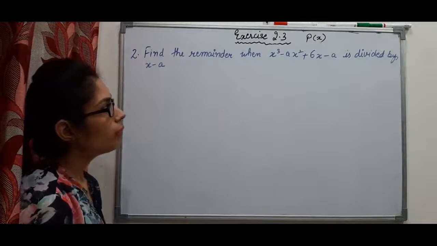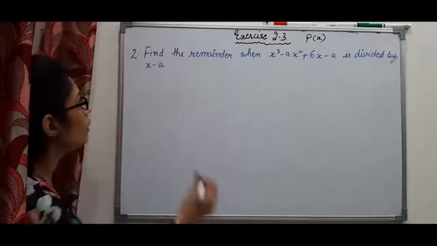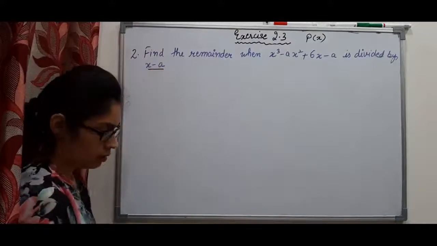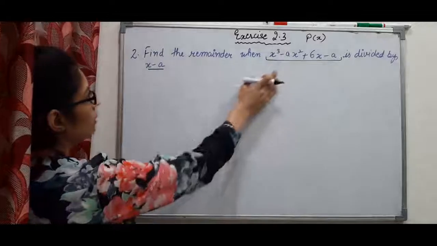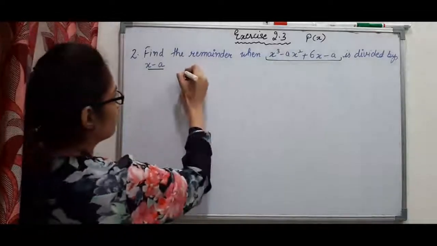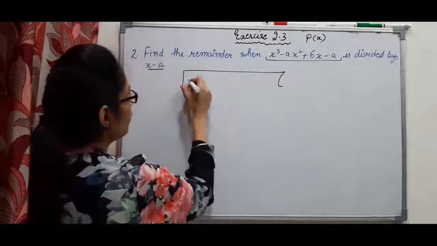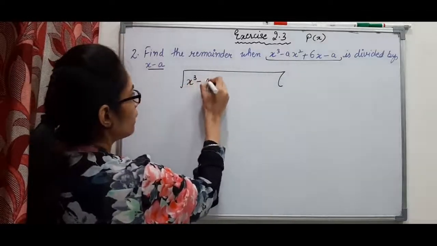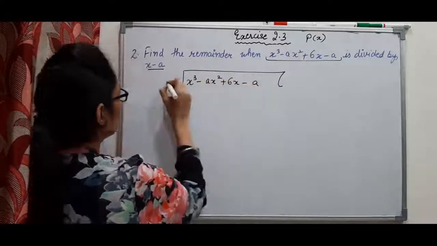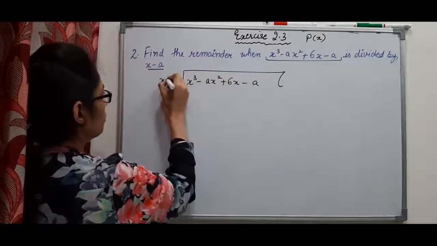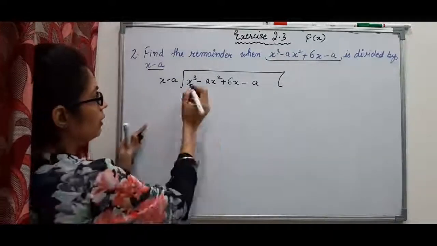Find the remainder when x cube minus ax square plus 6x minus a is divided by x minus a. So this is your p(x). Now you have to find the remainder by dividing this term with this. So let's write it down. In the same way, we have to do x cube minus ax square plus 6x minus a. So x minus a you will write outside. We'll start in the same way.